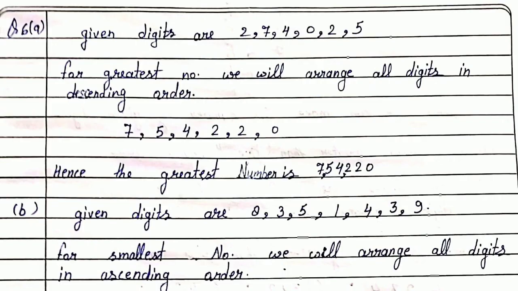Now for the first part, digits are given here: 2, 7, 4, 0, 2, 5. So for the greatest number, first we arrange all the digits in descending order. So the greatest number is 7, then 5, then 4, then 2, which is coming 2 times, so we will write it twice, and then the smallest digit is 0. Hence the greatest number is 7,54,220. Now we are moving to the next part.